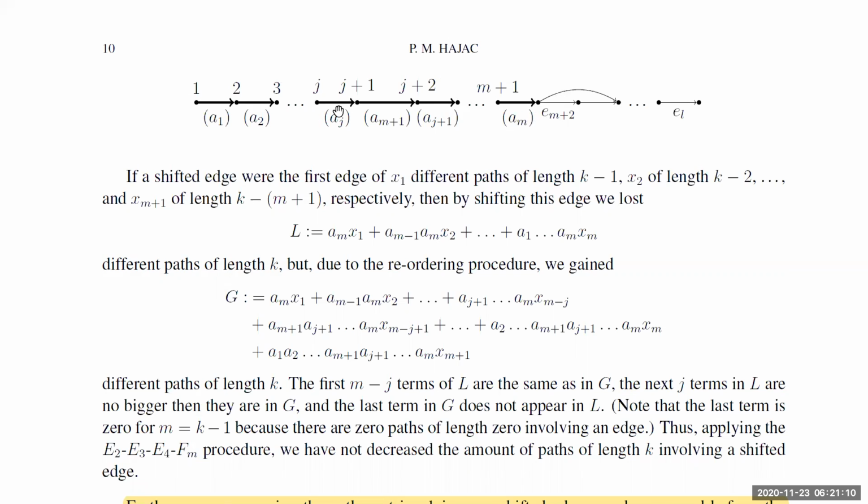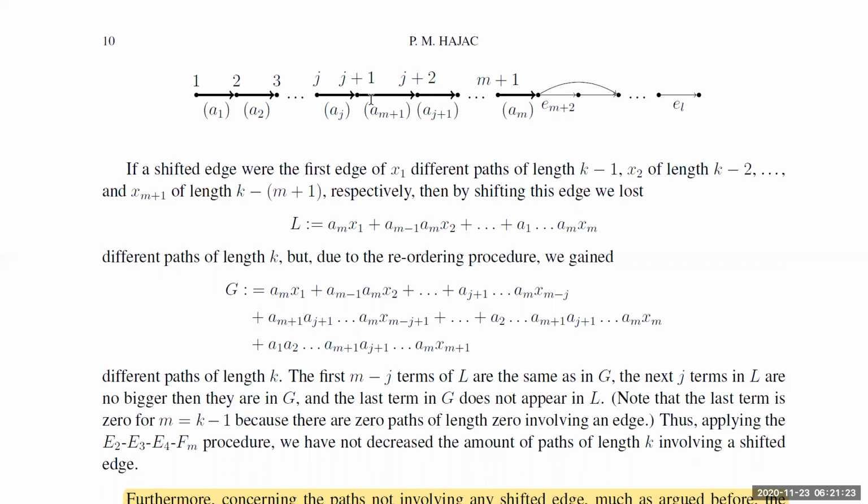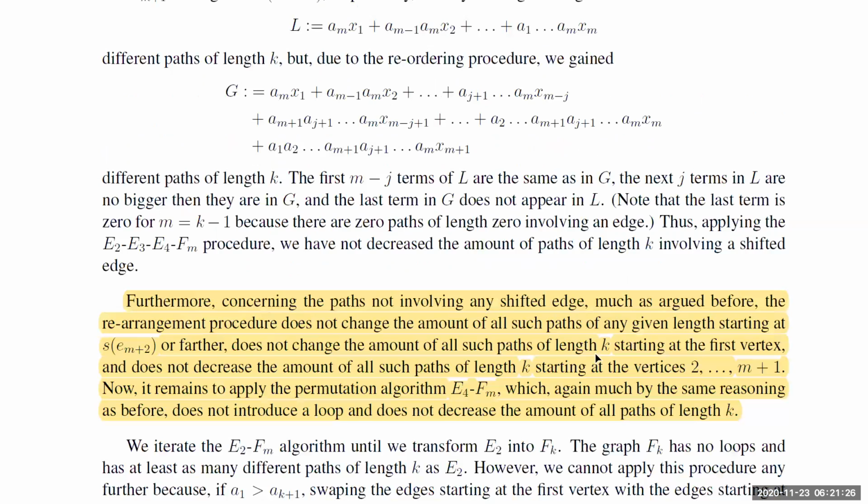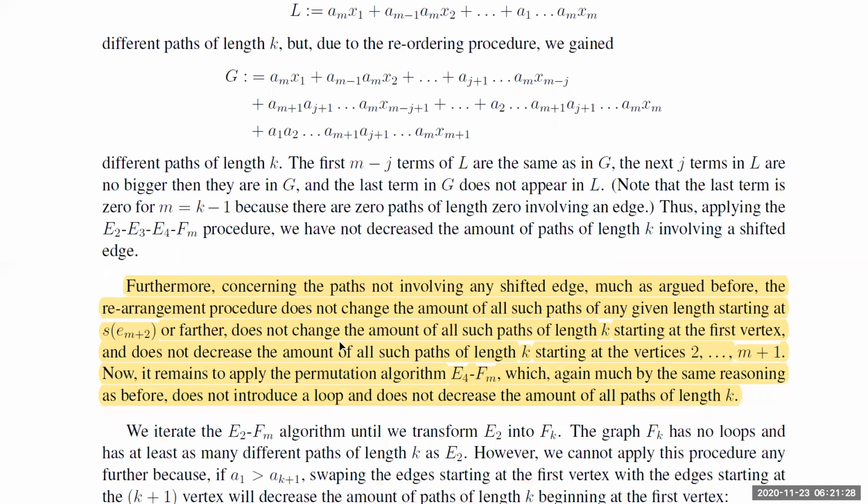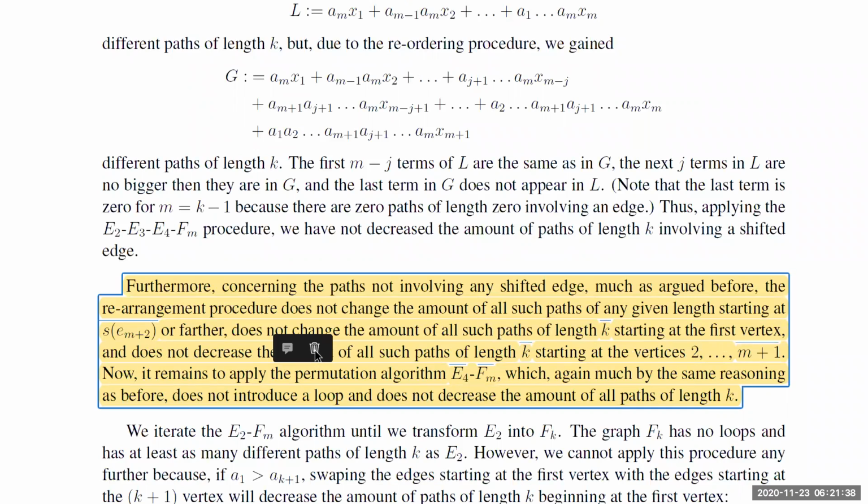And here, what happens with this rearrangement is, again, that we have a product where we replace factors of the product by numbers that are at least as big as the original number. So the product does not decrease. It might increase, but it definitely does not decrease. So this is exactly what is written here. And it does not decrease the amount of all such paths of length k, starting at the vertices 2, 3, up to m plus 1.